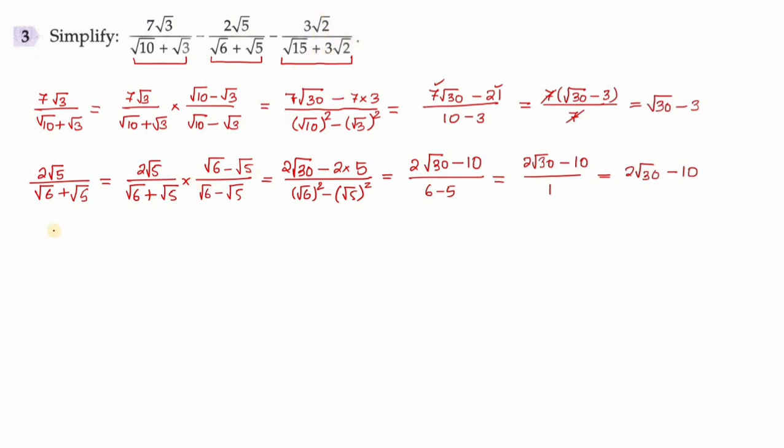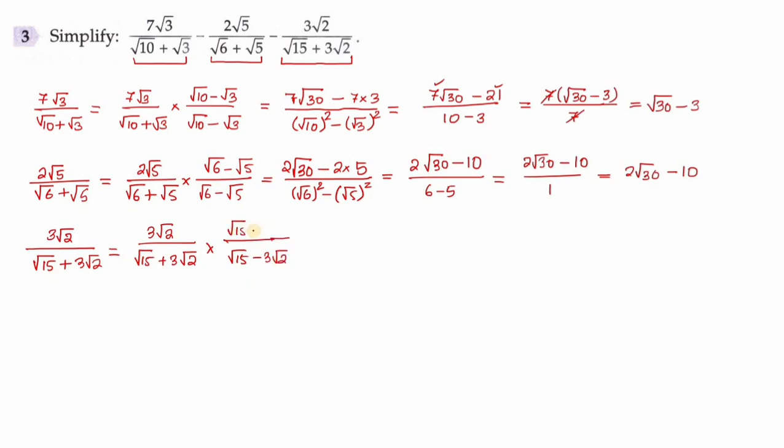Now we will simplify the third term in the same way. We have 3 root 2 by root 15 plus 3 root 2. We have again a plus b, so we will multiply by a minus b. This time we have 3 root 2 whole divided by root 15 plus 3 root 2. So we will multiply by root 15 minus 3 root 2.